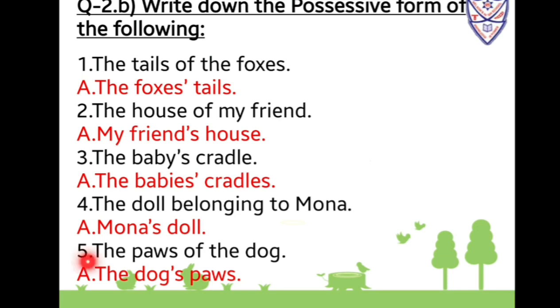Fifth one, the paws of the dog. So the answer will be the dog's paws. Over here when we say dog, it is in singular form. So for showing its possessive case form, we will just put apostrophe s. So it will become the dog's paws. So the answer is the dog's paws with singular form of possessive case.